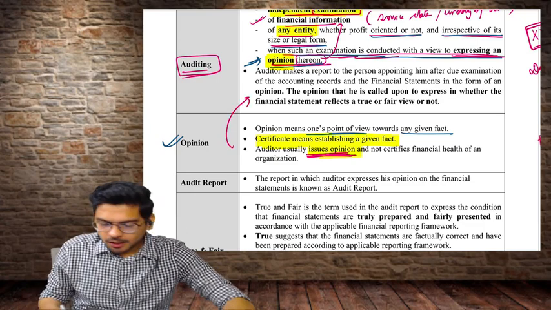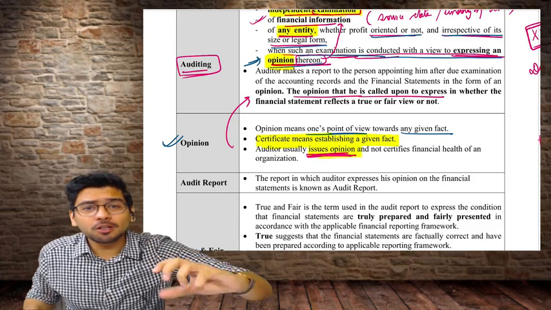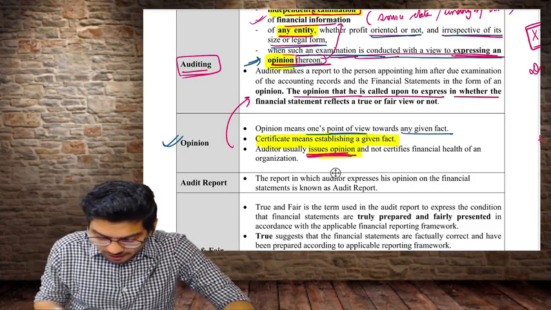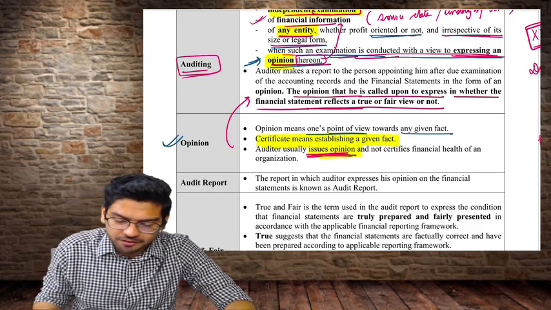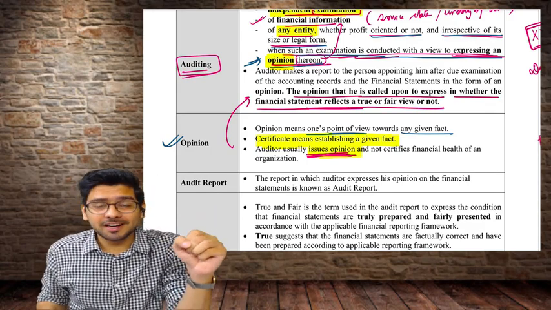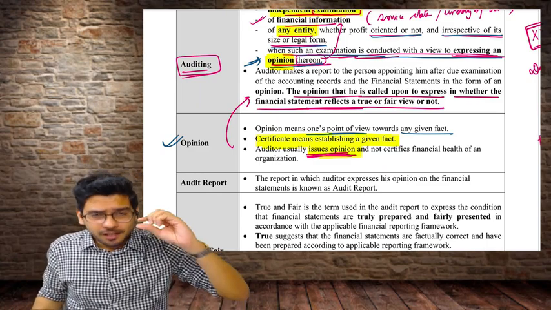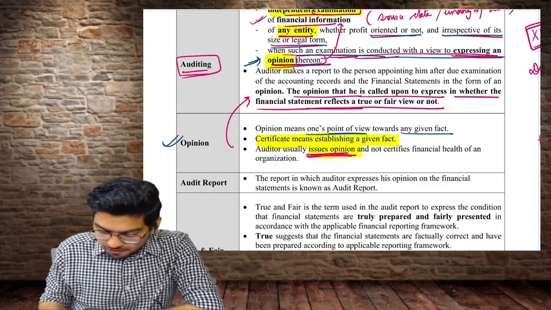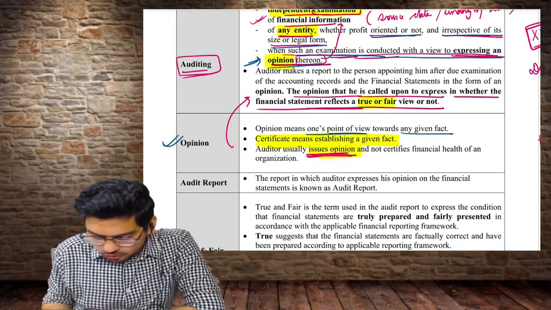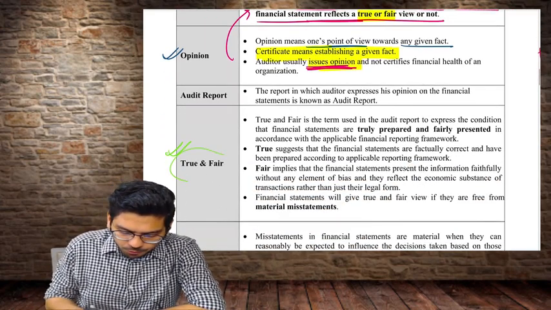Now, what kind of opinion is given? This is mentioned here. The opinion that the auditor is called upon to express is whether the financial statements reflect or are giving a true and fair view. So we have another word to understand here. What kind of opinion does the auditor give in auditing? While auditing, he gives an opinion whether the financial statements are giving a true and fair view. You have to understand this word also, so true and fair view also we are going to understand.